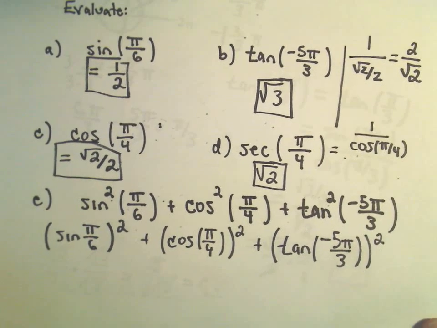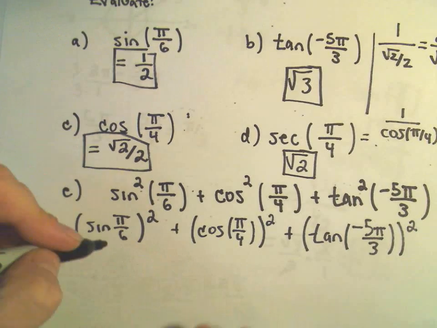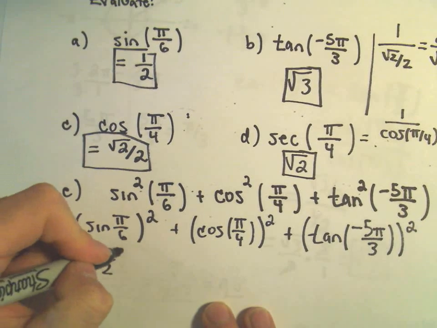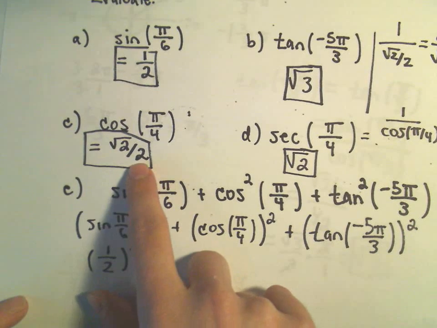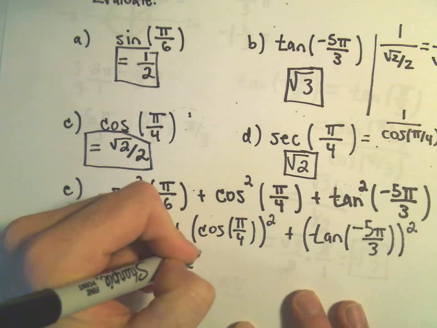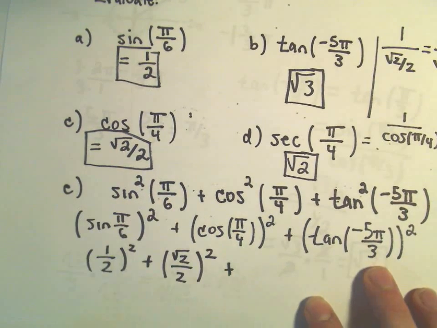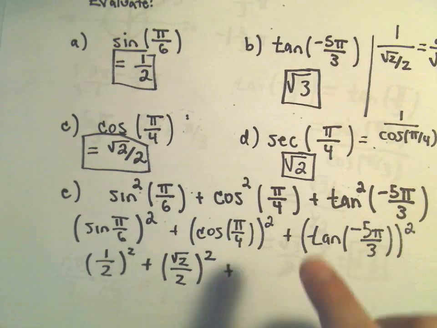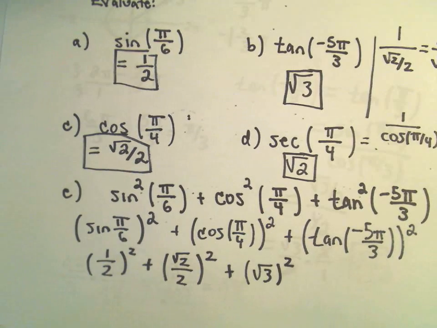But we now have all the values we need. We figured out that sine of pi over 6 was 1/2, so we'll get 1/2 squared. Cosine of pi over 4, we figured that out, and that was square root of 2 over 2. Again, that's going to have to be squared. We figured out tangent of negative 5 pi over 3. We said that was square root of 3. And again, we would have to square it.